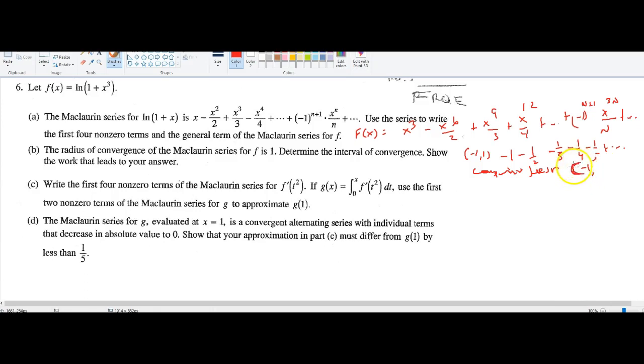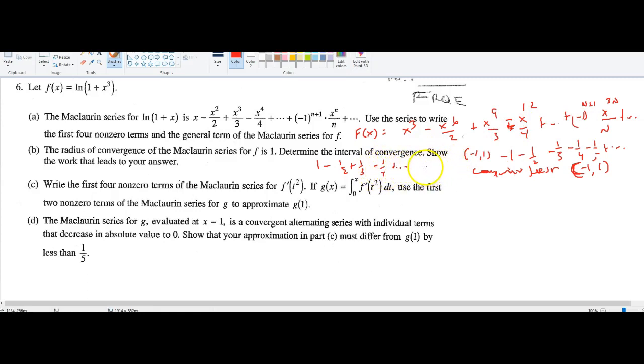Whoops, so that's a curved bracket, 1 on the other side. Now I got to check 1. So if I plug a 1 in this function, I get 1 minus 1/2 plus 1/3. Did I not pick up a minus? I should have picked up a minus here. This is on me. That should be a minus. So minus 1/4 plus dot dot dot.